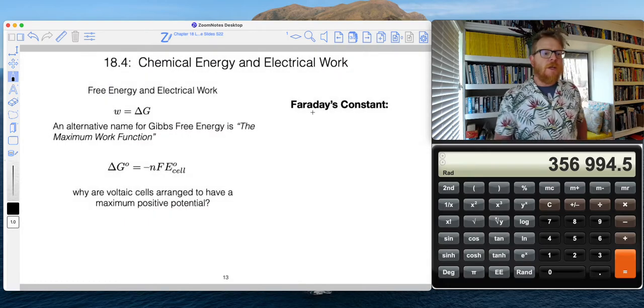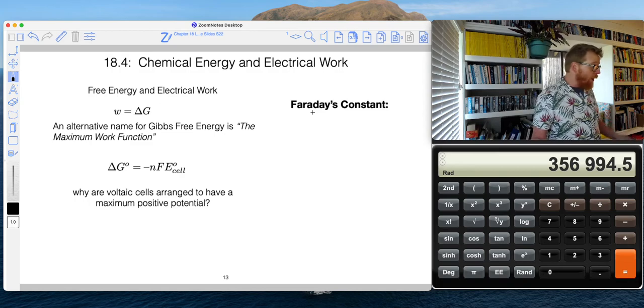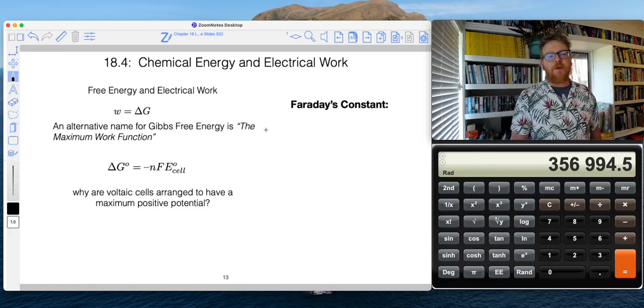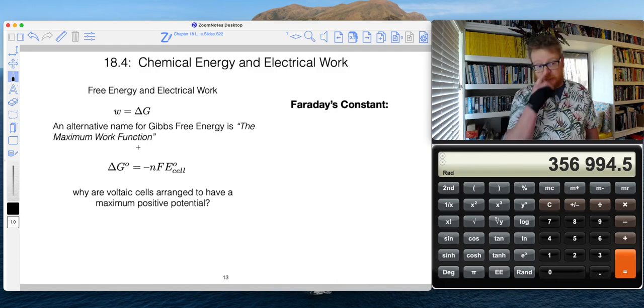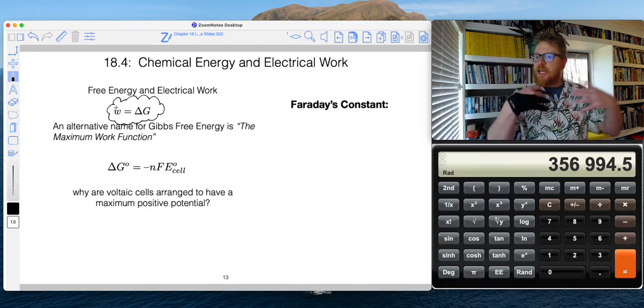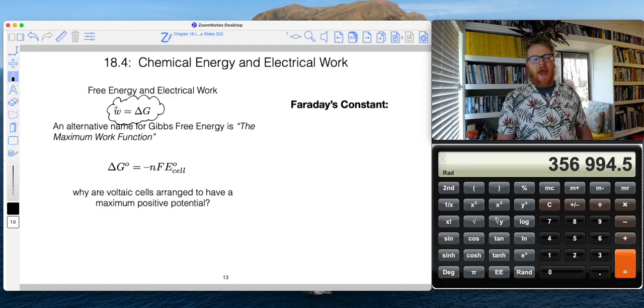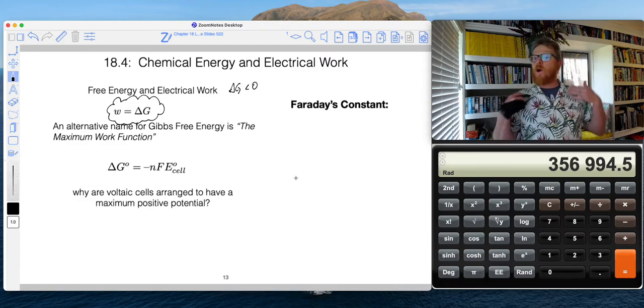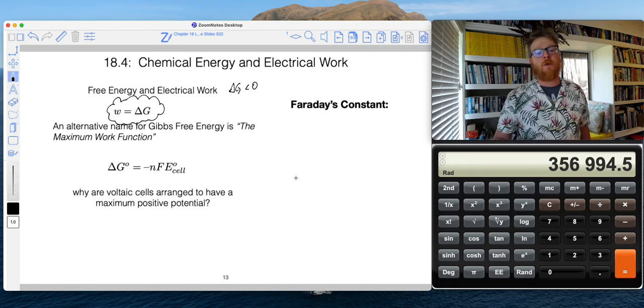Okay. So I want to just keep building on this and building this up for delta G. So an alternative name for Gibbs free energy is the maximum work function. And we talked about this briefly, how Gibbs free energy gives us how much chemical work we can do. And if delta G is less than 0, we have work to give. Our system can work on the surroundings and it can do it spontaneously.